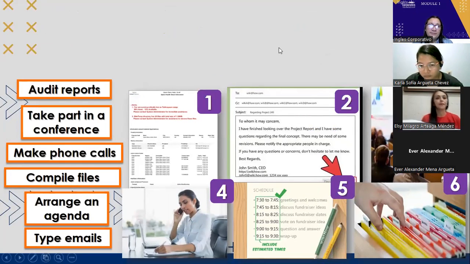Here we have some others. Audit reports, take part in a conference, make phone calls, compile files, arrange an agenda, type emails. Some of these we already have, right? So once again, audit reports, take part in a conference, make phone calls, compile files, arrange an agenda, and type emails. All right. Let's see. Let me move just this. All right.